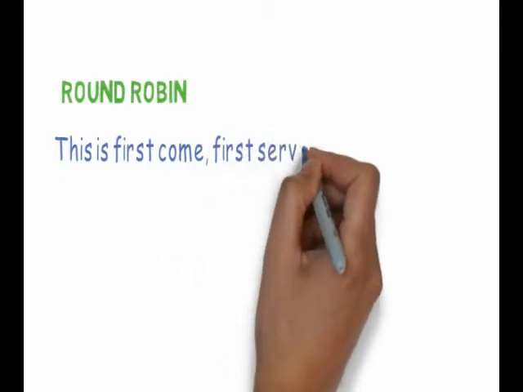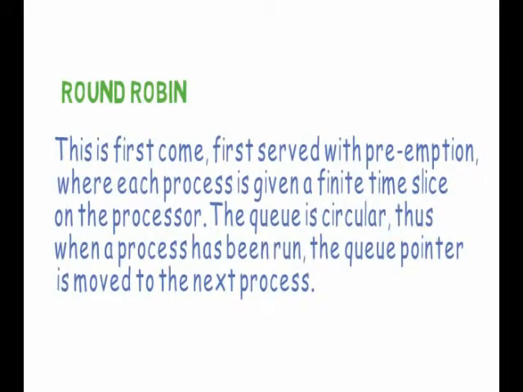Round robin. This is first come first served with preemption, where a process is given a finite time slice on the processor. The queue is circular, thus when a process has been run, the queue pointer is moved to the next process. This is a smooth schedule and gives all processes a share of the processor. Here's a short scenario for round robin.